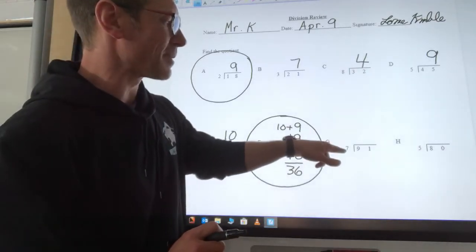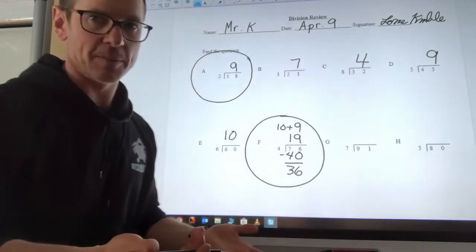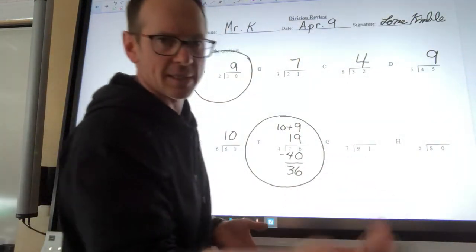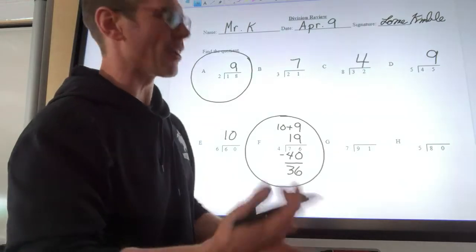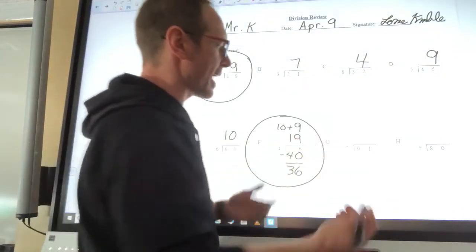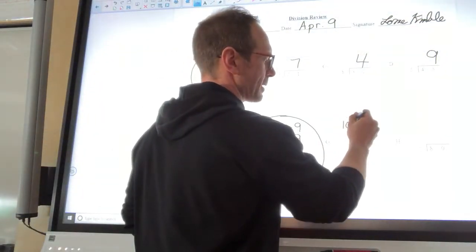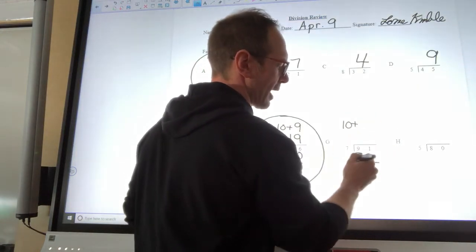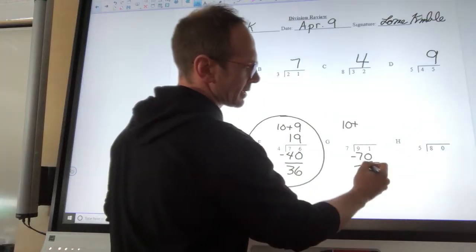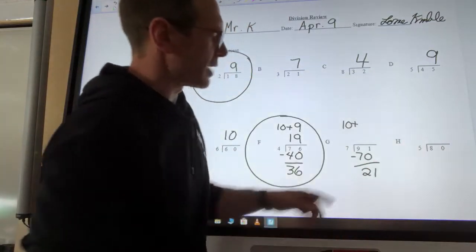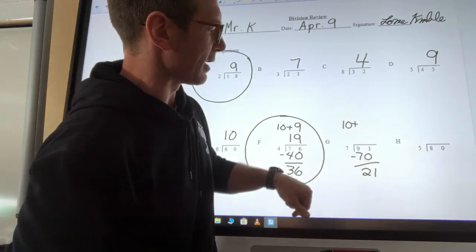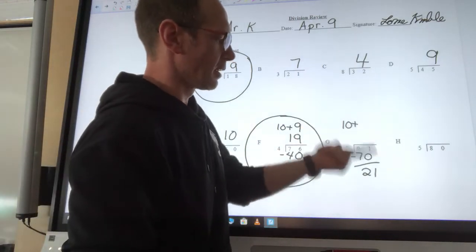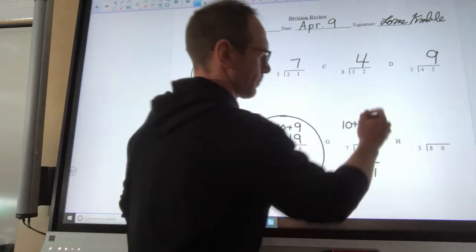G is 91 divided by 7. Now, I know 7 times 10 is 70, so my answer is going to be more than 10. So let's start off with that. By the way, 7 times 20 would be 140. That's way too much. So it's going to be 10 and something. So I'm going to put my 10 up here. I'm going to say, well, 10 times 7 is 70. What do I have left over? Well, 91 minus 70 is 21. So now my question is 21 divided by 7. How many 7s does it take to get to 21? Well, it takes 3. 7, 14, 21.